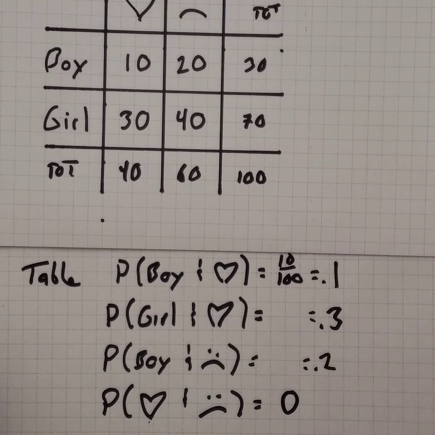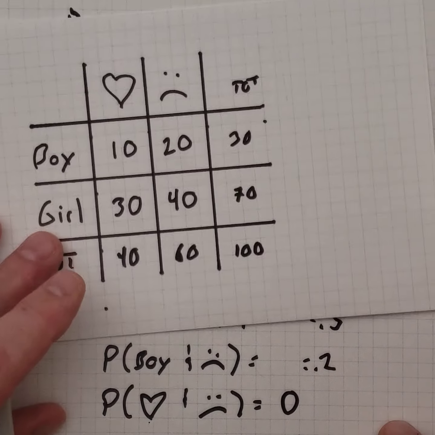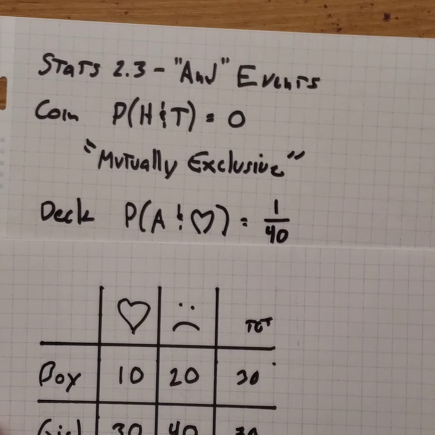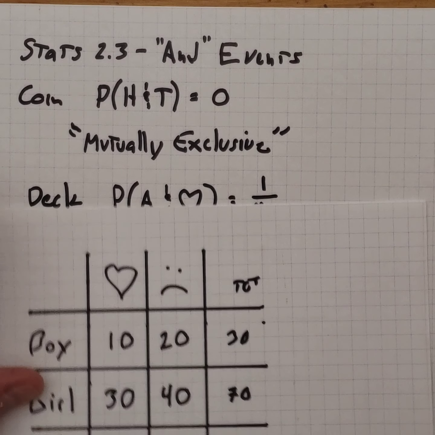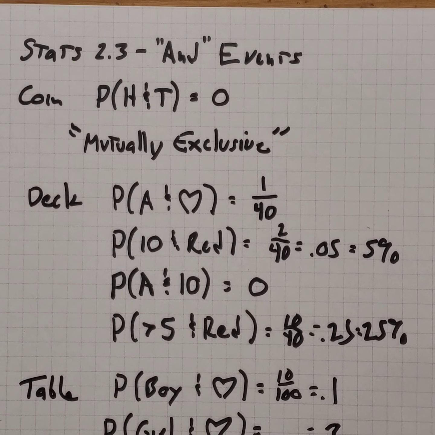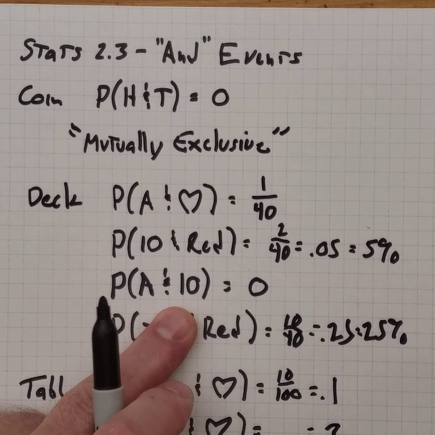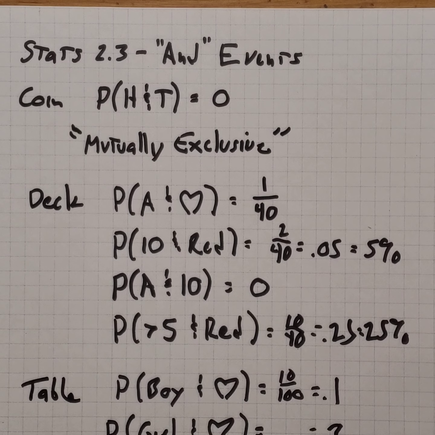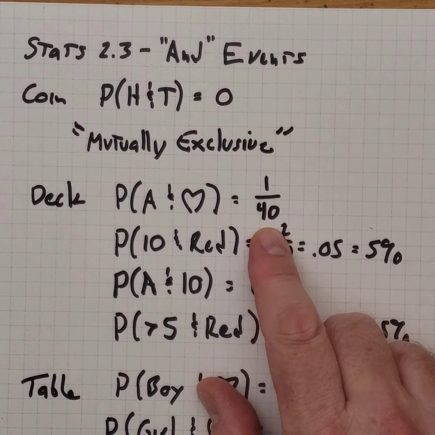mutually exclusive. Right? So probability of and events is very simple. All we have to do is pay attention to the descriptions, the two different characteristics, count how many successes there are, how many things in our population fit both of those characteristics, divided by how many things there are in the population as a whole.